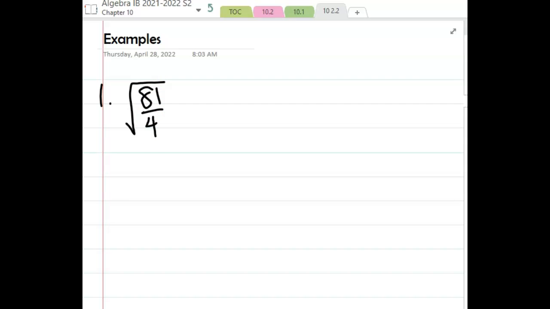So, with these ones, the first thing I do, if I ever see something like this, I know for a fact, for certain, I cannot have a fraction under the radical sign. And that's a really easy problem to fix, because all you do is take the square root of the numerator over the square root of the denominator.